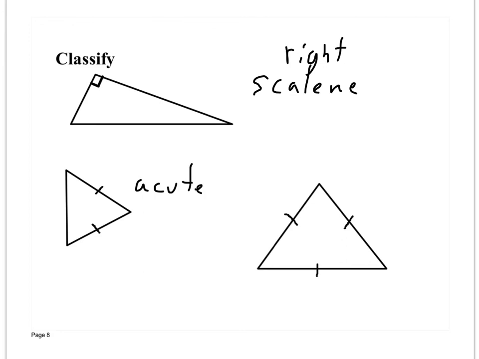Sides. Isosceles. It's isosceles because it has two congruent sides. This one would be equilateral and acute. All right? Any questions? Here's your homework assignment.